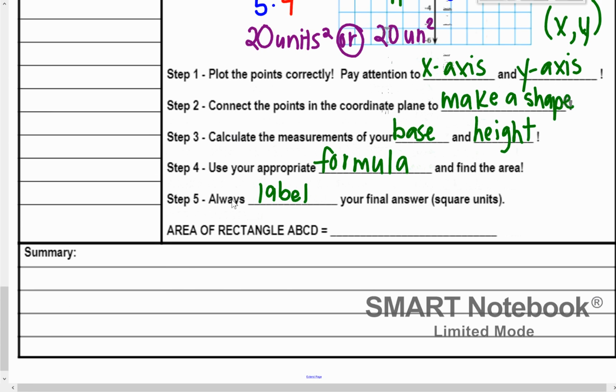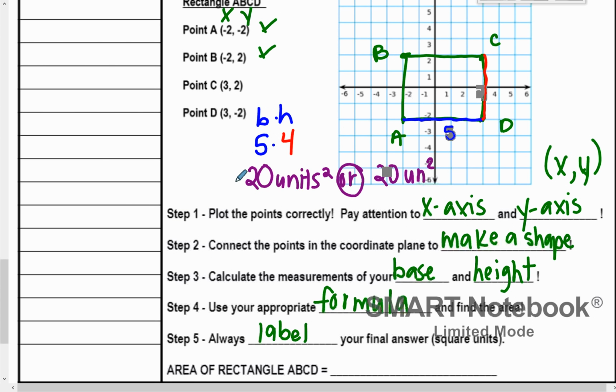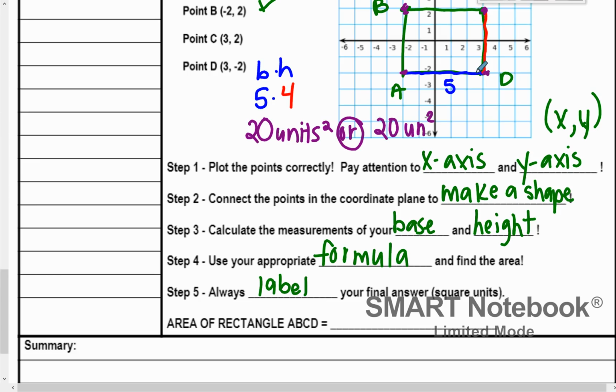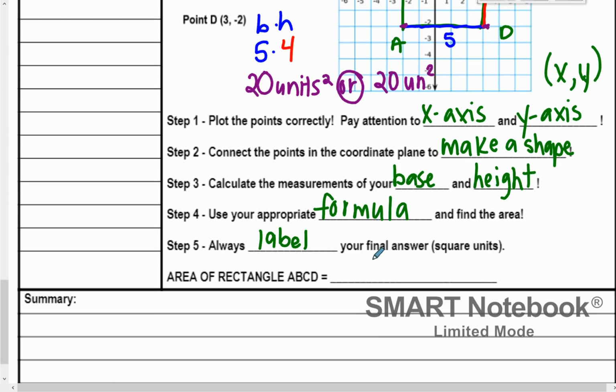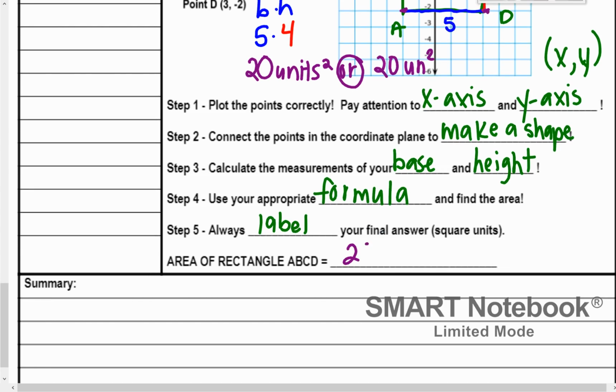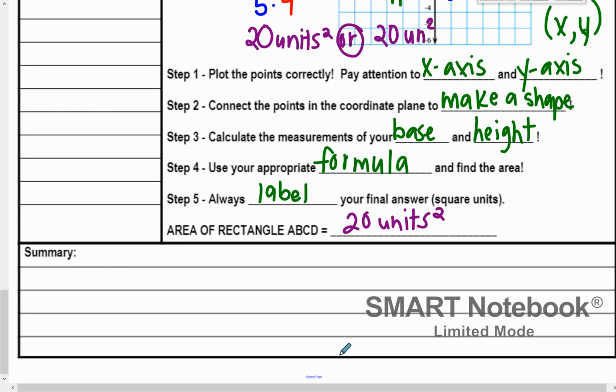So the area of rectangle ABCD, we call rectangles by their vertices, their points. Okay, so it's ABCD because the points are A, B, C, and D. The area of that rectangle is going to be 20 units squared.